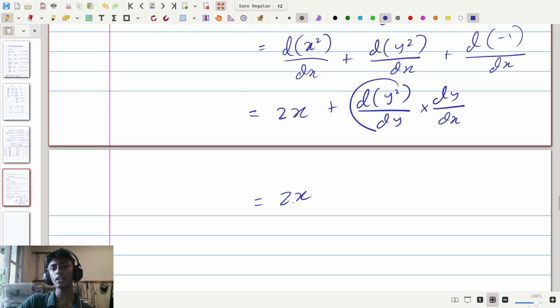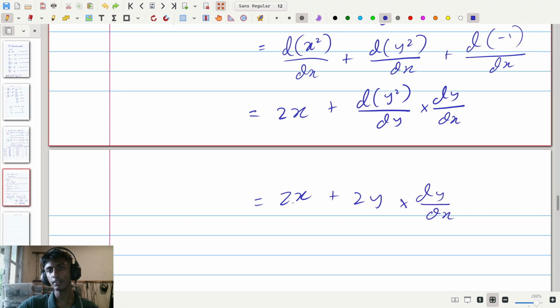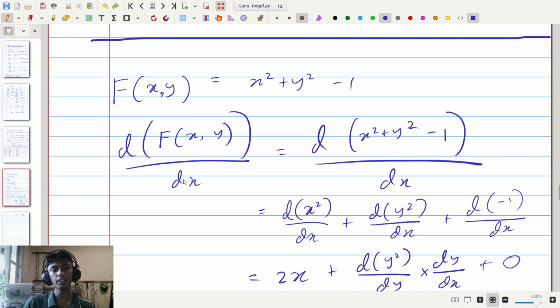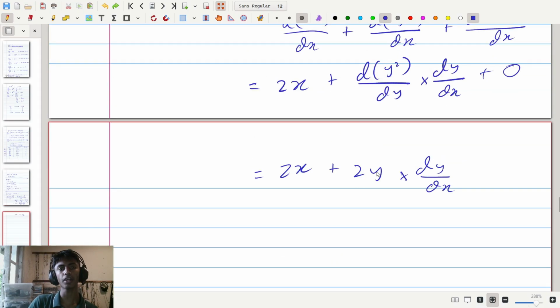Now over here, this we can evaluate. Y squared with respect to y is going to be 2y to the 1, or 2y to the 2 minus 1, which is 2y to the 1, which is just 2y, times dy by dx. And then this, as we remember earlier, became 0, so it's non-existent here. So therefore the derivative of f of x comma y with respect to x is 2x plus 2y dy by dx.